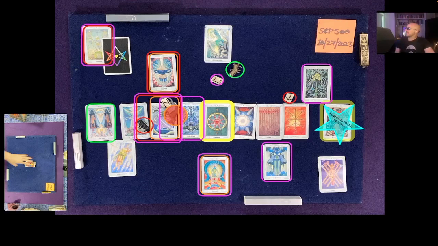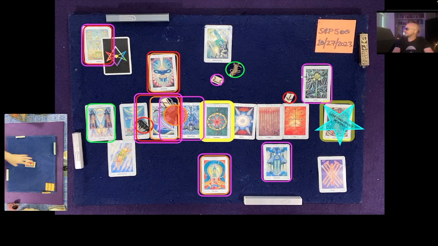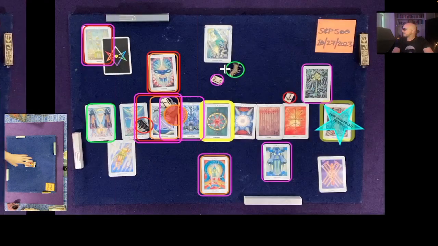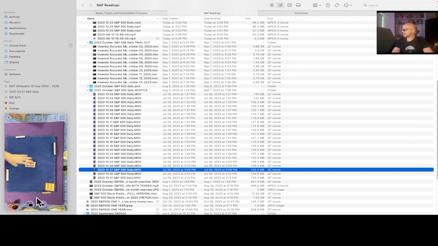This is the S&P 500 one-day reading for October 27th, 2023. It's currently September 10th, 2023, 4:05 p.m. Eastern Time. The shuffle file we're about to play for the 27th reading was created on July 28th, 2023 at 2:08 p.m. Eastern Time. That's this video right here.